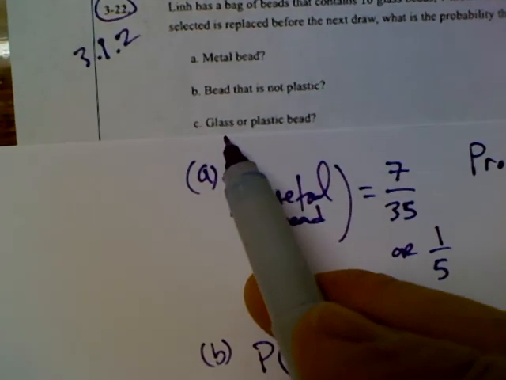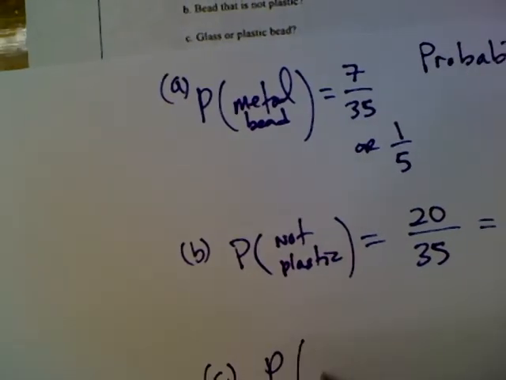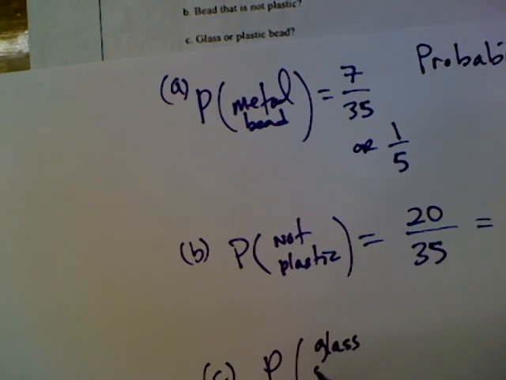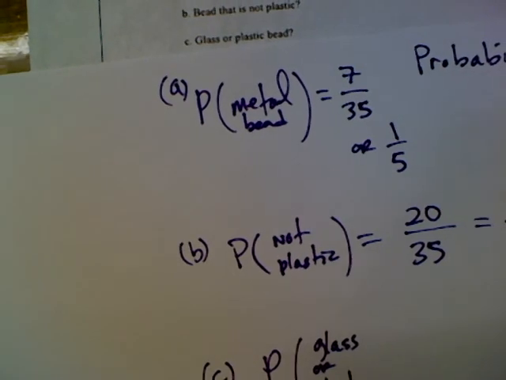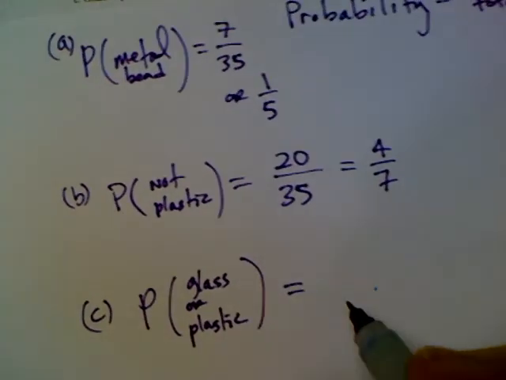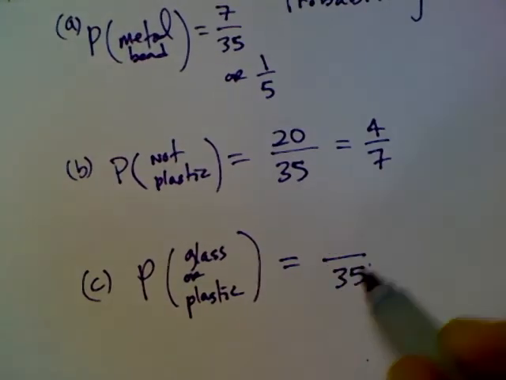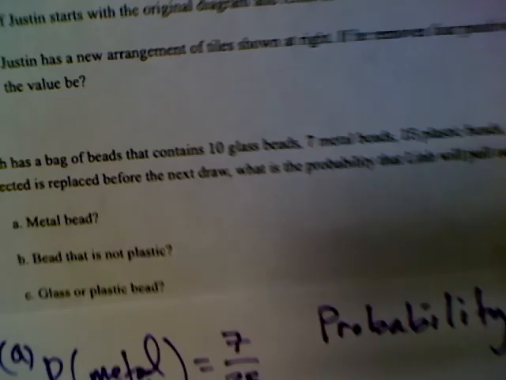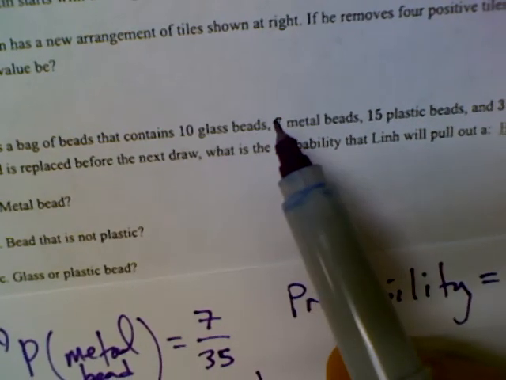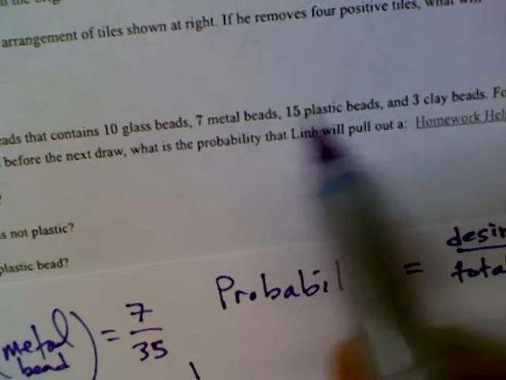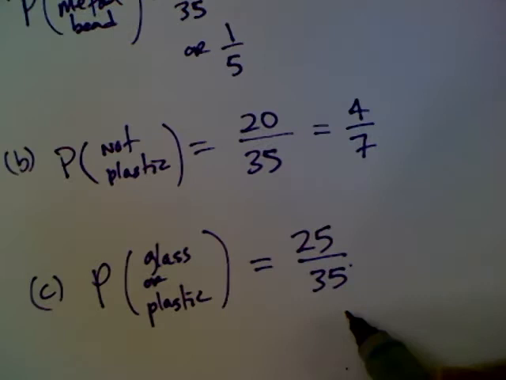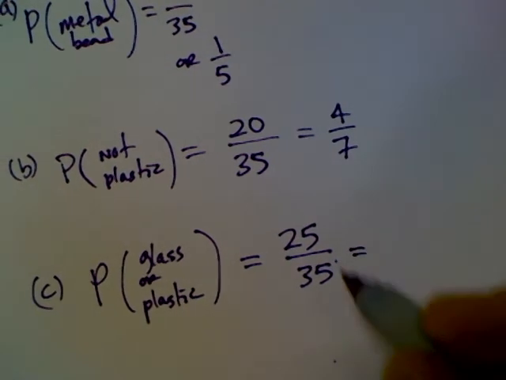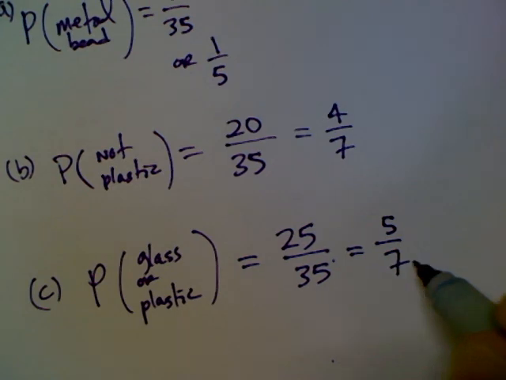Okay. The last one, C. What is the probability of glass or plastic? So C, I'm going to rewrite it. Probability of glass or plastic. So again, my total is still 35 because I replaced the beads as I'm going along. So the total hasn't changed. It's still 35. So glass or plastic? Well, there's 10 glass and 15 plastic. So together, it's 25. You add them in this case. So there's 25 out of 35. And again, we can divide top and bottom by 5, and in this case, it'd be 5/7.